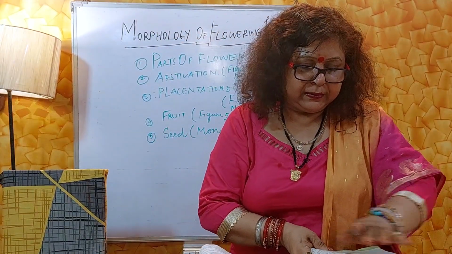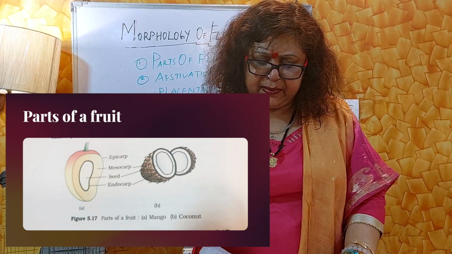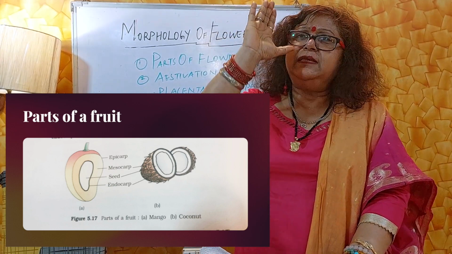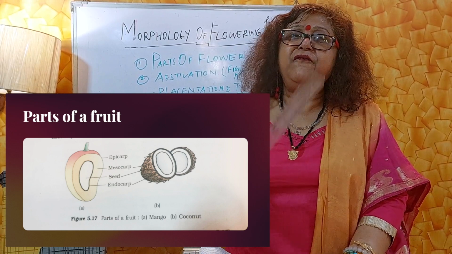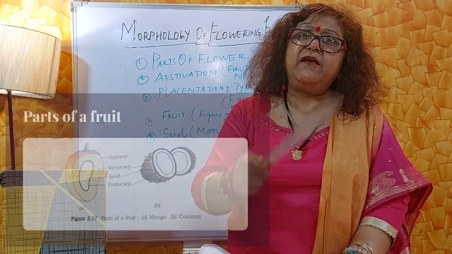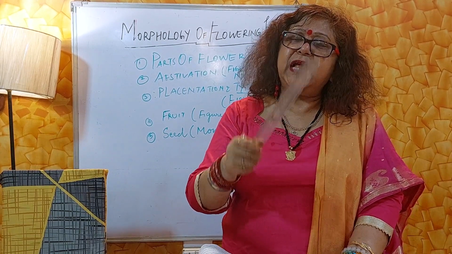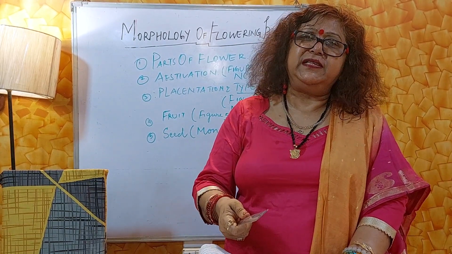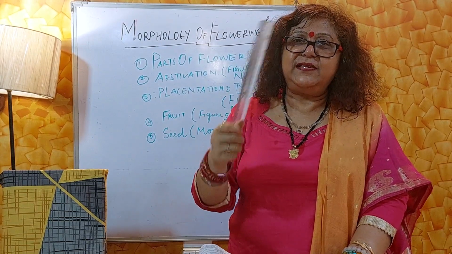Okay, now the fruit is the most characteristic part of a flower, remember that. And the fruit is nothing but a mature ovary. A ripened ovary is called a fruit. Now when a fruit is formed after fertilization, some changes take place before fertilization and some changes take place after fertilization. The seed is the result of fertilization.